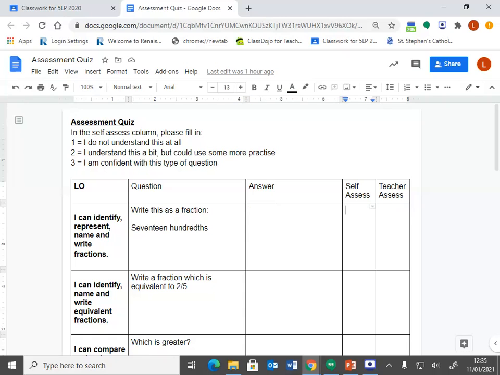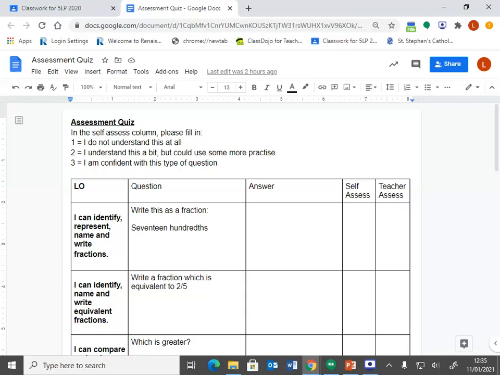You're not going to be able to draw the triangle, so just tell me how many lines of the triangle you would have drawn, and I've just written up there, look, a little bit of help for you, just in case you've forgotten what we do. So, for example, you write 1 for you don't understand it at all, 2 for you understand it a bit, but you could use some more practice, or 3 for you're super confident with this type of question, you know it, you're fluent at it.